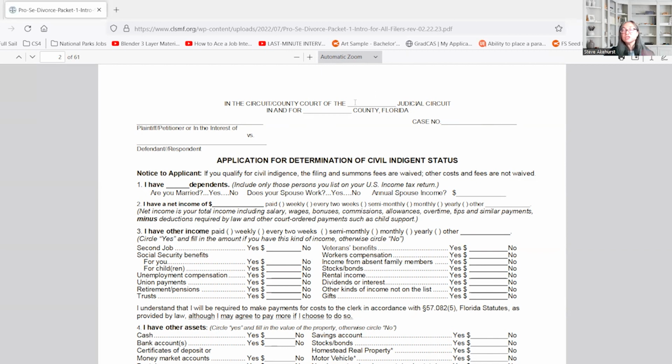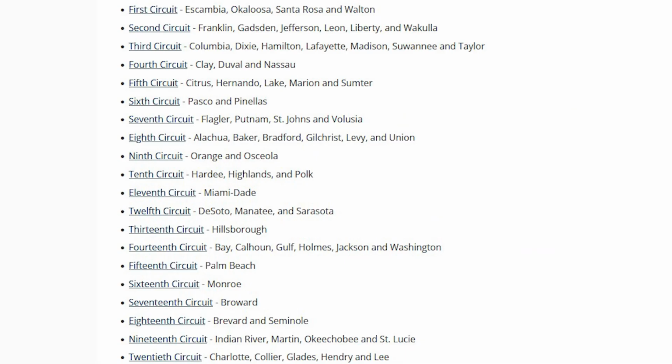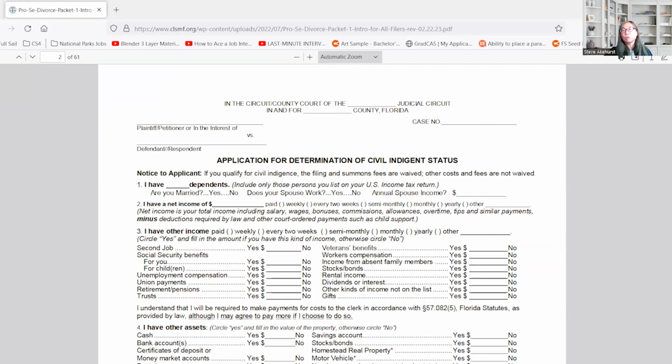And it depends on which circuit you are. If you are in Orange, Osceola, you're in the 9th Judicial Circuit. If you're in Volusia, you're in the 7th. If you're in Marion, Sumter, Lake County, Citrus County, that's the 5th Circuit. And if you're in Brevard and Seminole, that is considered the 18th Circuit. So double check with the court that you'll be filing your case with.